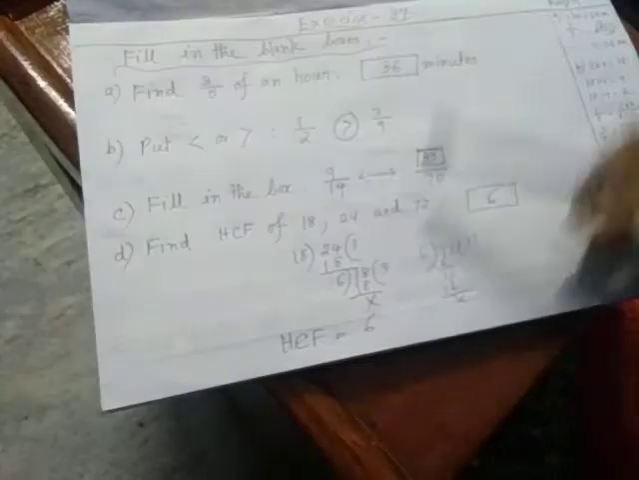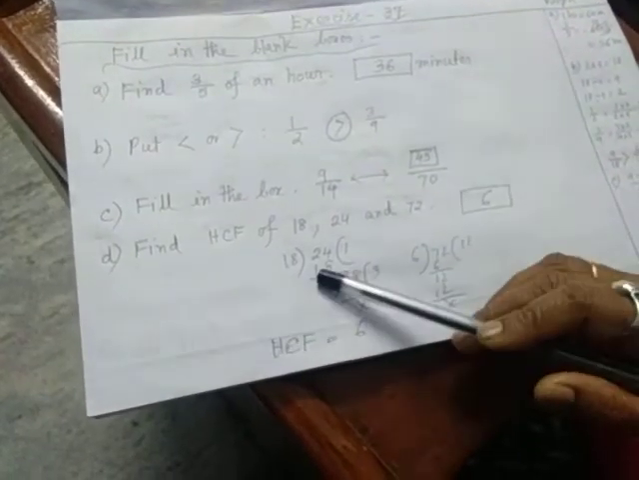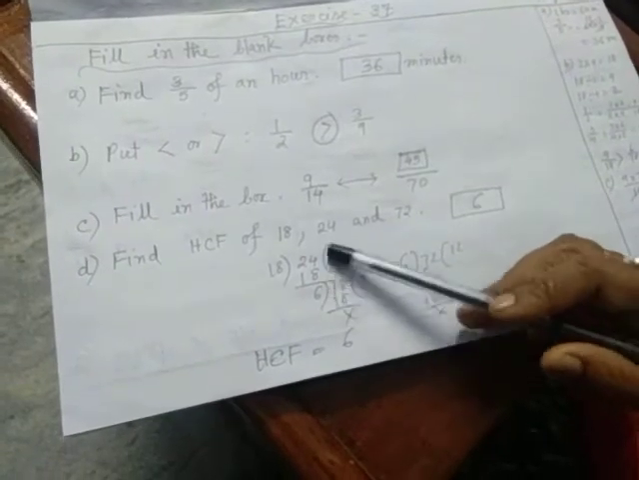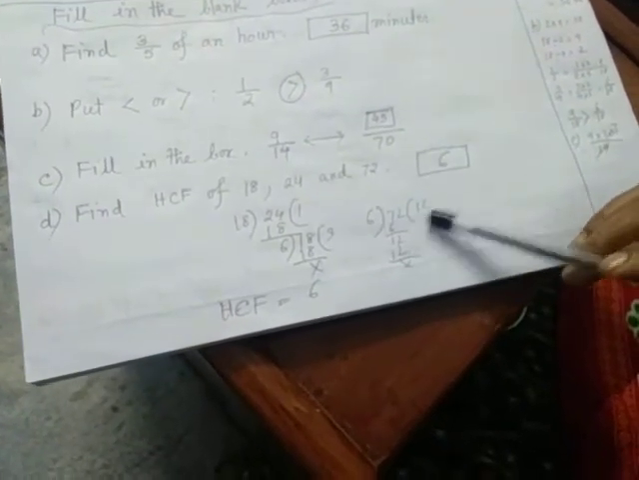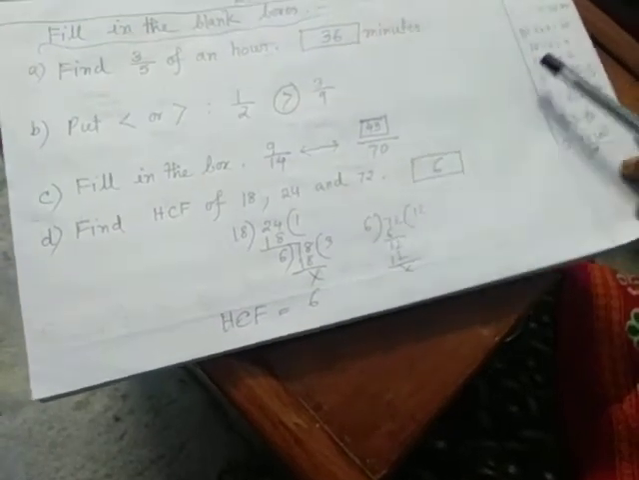Find the HCF of 18, 24 and 72. That is 18, 1 six is 6... 6 threes are 18, 6 twelves are 72, 6 ones are 6, 6 twos are 12. That is HCF 6.